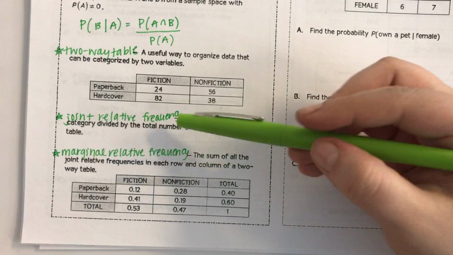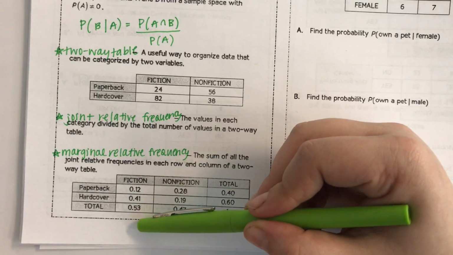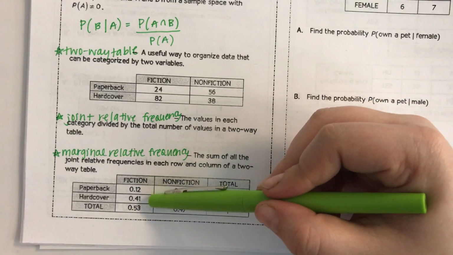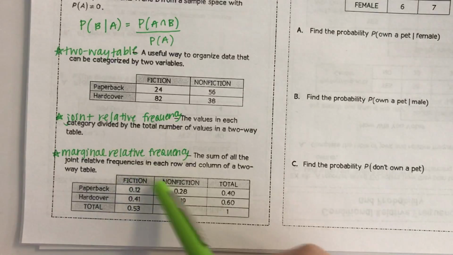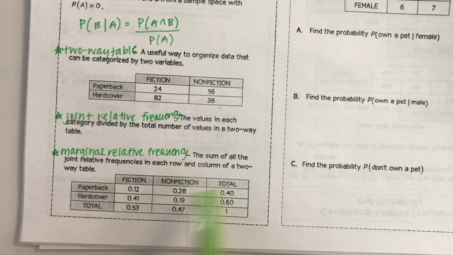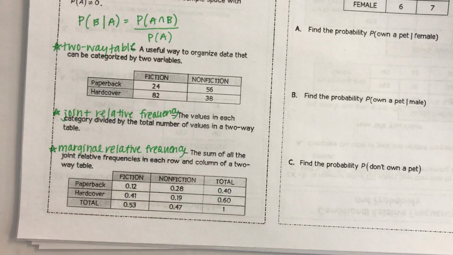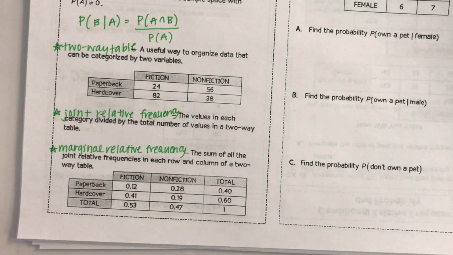Marginal relative frequency means I take those joint relative frequencies and I add them up. I add them up column-wise, and I add them up row-wise. So where it says total is the marginal relative frequency. Okay, so we're going to be doing a couple of examples with that. So that's where I'm going to end this video, and I'll meet you over here at number 1.